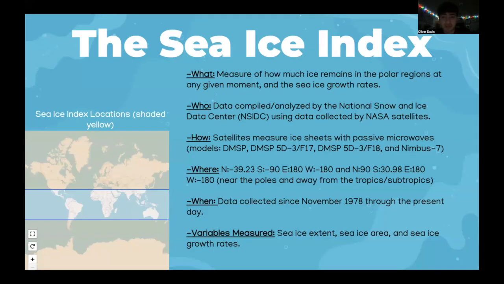So for my data set, I used the sea ice index, which is a measure of how much ice remains in the polar regions at any given moment. It shows changes in Arctic and Antarctic sea ice while also providing trends and anomalies in ice cover. The data is compiled and analyzed by the National Snow and Ice Data Center, also known as NSIDC, based at the University of Colorado Boulder. They're funded by NASA to archive and distribute data from NASA's past and current satellites. The NSIDC don't collect the ice sheet data themselves, but instead they analyze the data that they receive from NASA satellites. And how do the satellites measure?